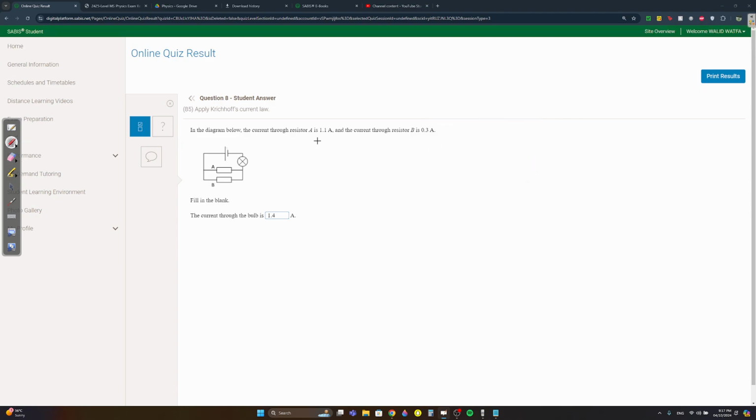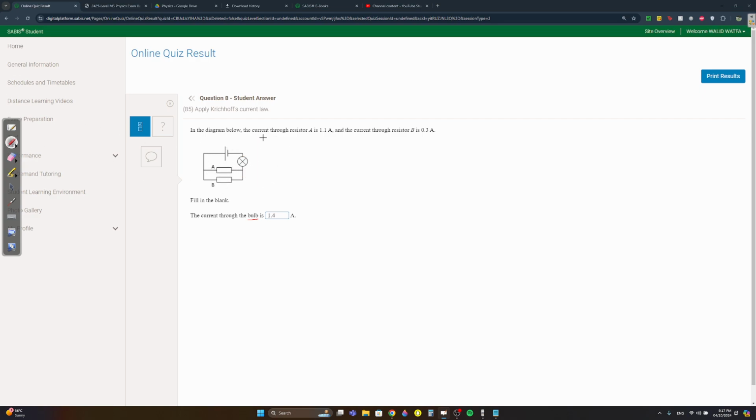Okay, here they're saying that the current here is 1.1. The current here is 0.3. They're asking what's the current through the bulb. In parallel, you always add up the currents. So 1.1 plus 0.3, you're going to get 1.4.